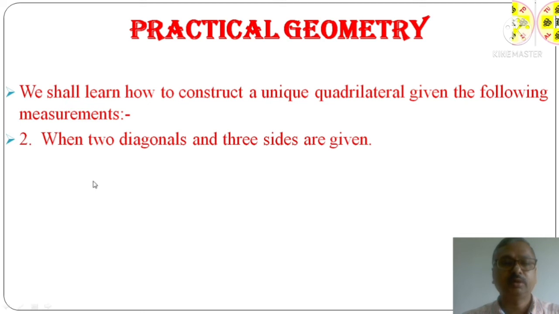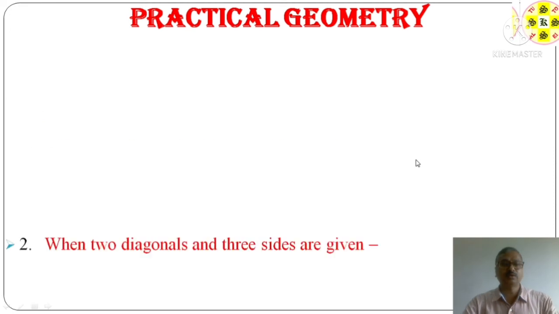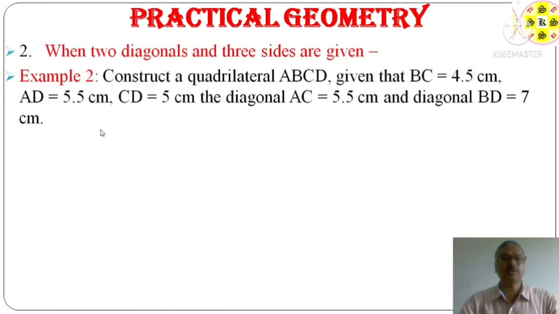Now in this video I am going to discuss the second category, when 2 diagonals and 3 sides are given. That is 5 measurements, all lengths, no angles. So 2 diagonals and 3 sides instead of 4 sides and 1 diagonal. Here we will discuss how to construct the quadrilateral with 2 diagonals and 3 sides. So let us start with examples.